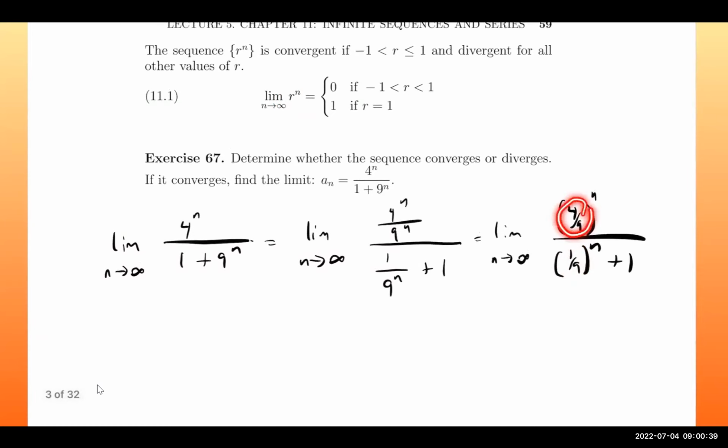And so because 4/9 and 1/9 both are between 1 and -1, that means that the limit is going to approach 0 as n approaches infinity. So these are both going to go to 0 by this theorem here because r is 4/9 and 4/9 is between these two values. Similarly, 1/9 is also between these two values. Therefore, these are both going to go to 0 as n goes to infinity. And so we're going to have 0 over 1, which is just 0. Thus, this is going to converge.